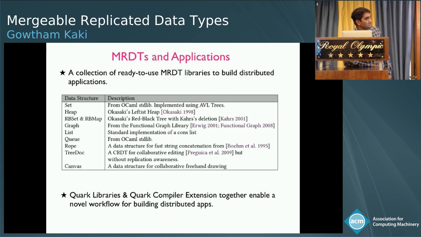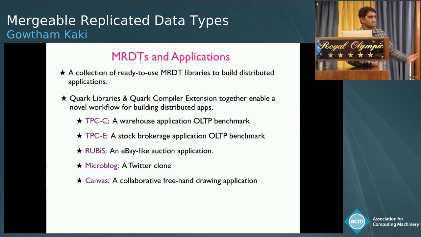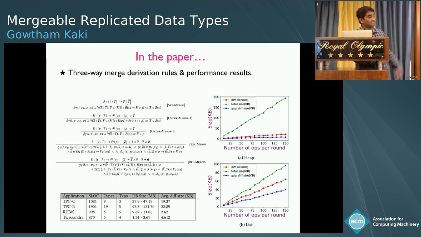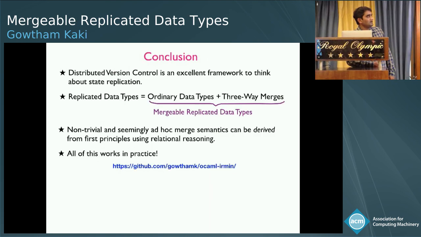We have a set of applications that we have developed using this approach, and the details are present in the paper along with the performance results. To conclude, our insight is that replicated data types are essentially a combination of ordinary data types with three-way merges, and this insight is actually practical. It works in practice. We have an implementation of that in OCaml, so I encourage you to take a look. So that's all I have. Thank you.